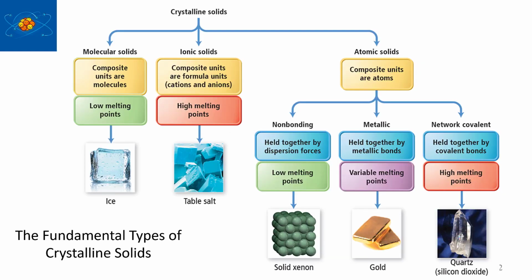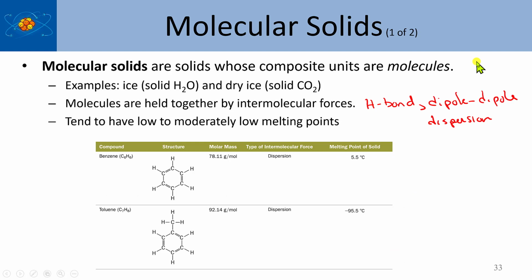So next, we've covered molecular solids, ionic solids, non-bonding, and metallic atomic solids, and now all we have left in our overview is network covalent solids.